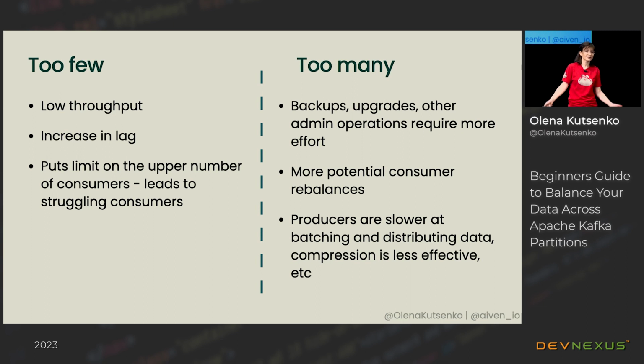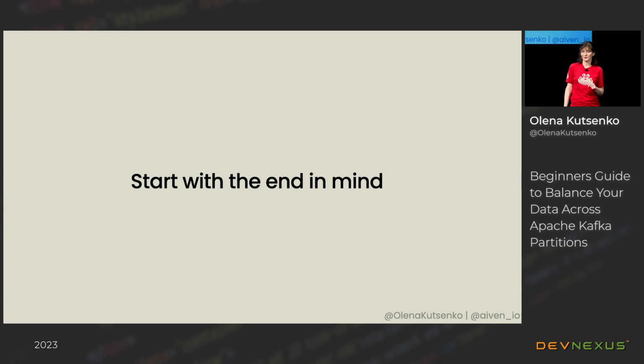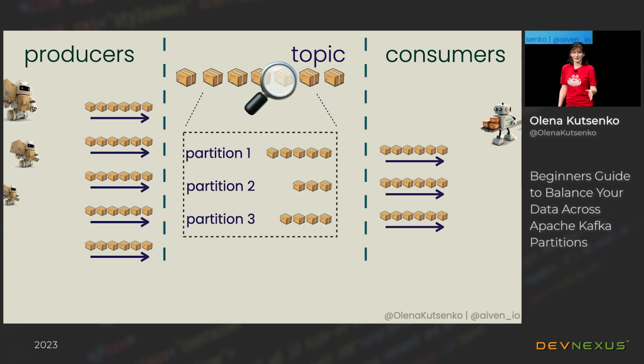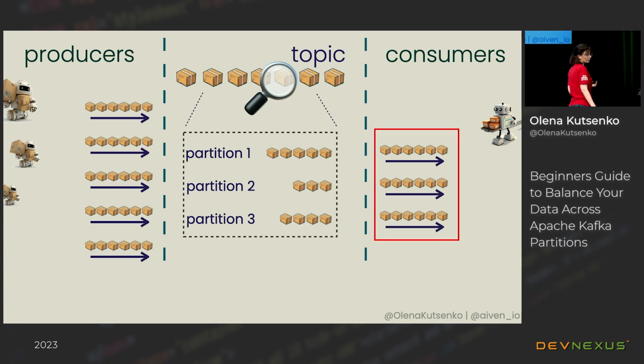So where is this golden middle? My advice would be to start with the end in mind. And it's not a philosophical phrase. It's just that when you plan how many partitions you want to have, think about how the data will be consumed by your application and what the throughput of your consumers is. Measure the speed with which you can process a bunch of messages to see what is an acceptable load on those consumers and how many of them you need to process the data in parallel.